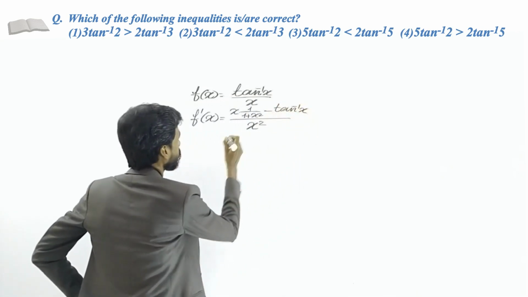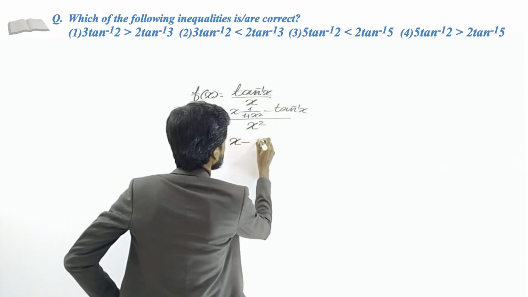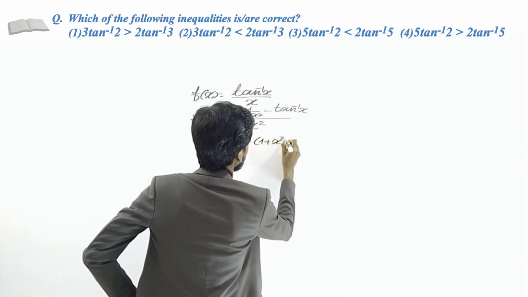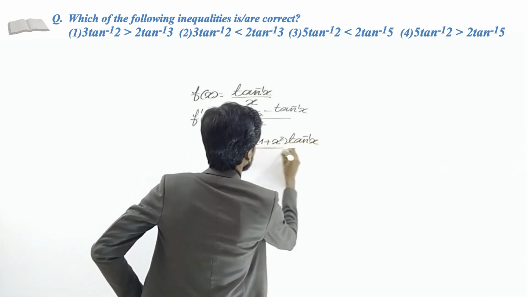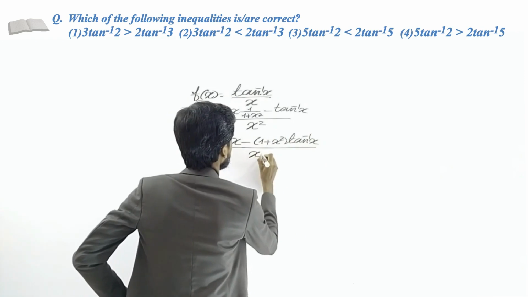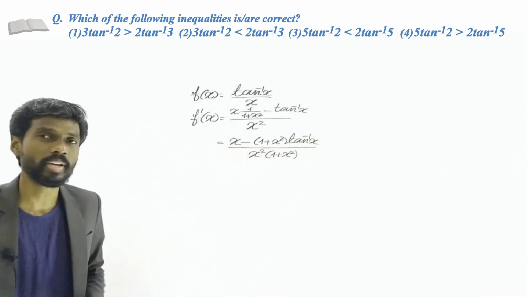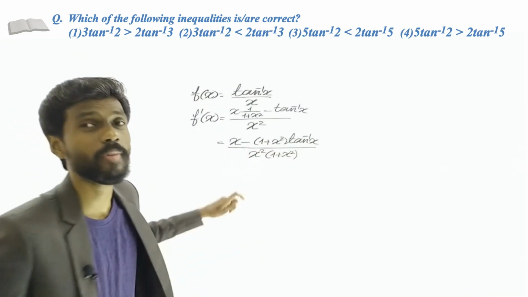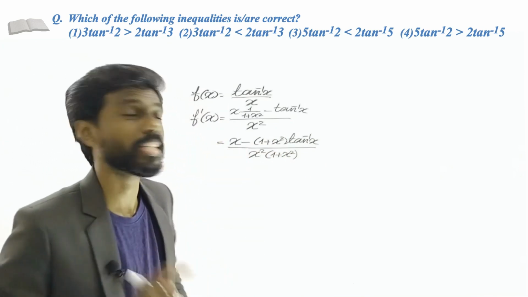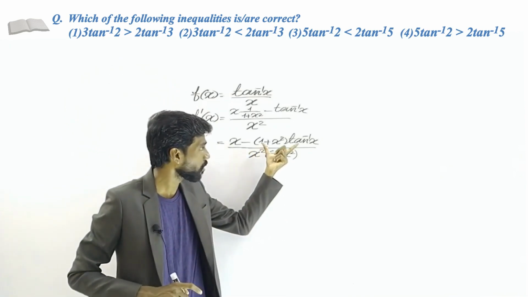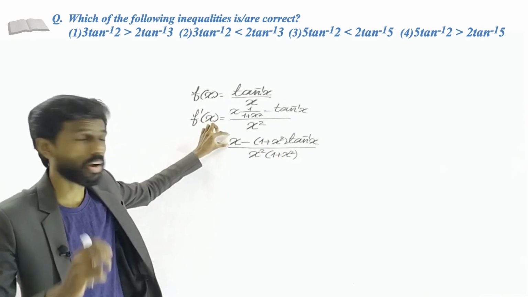Okay, so that's all. If you simplify this, it is (x minus 1 plus x squared tan inverse x) divided by x squared multiplied by (1 plus x squared). So this is the function f dash of x. Now for an increasing function, this value must be positive. Is it positive always? We don't know for sure whether x is bigger or smaller than that value, so we don't know whether this expression is positive or negative.